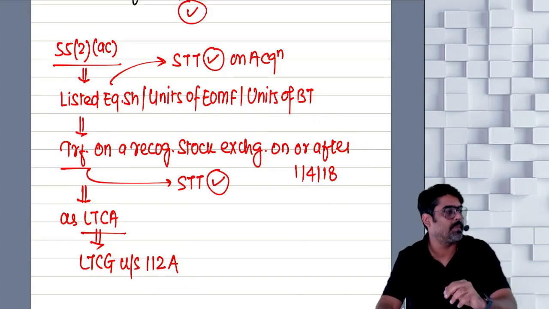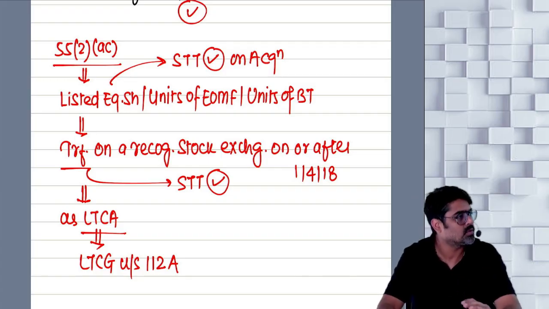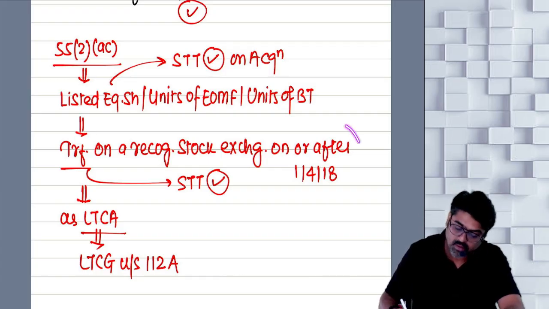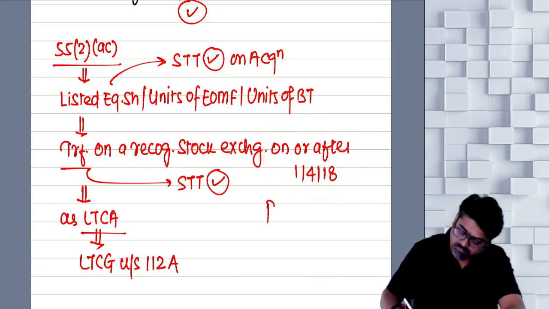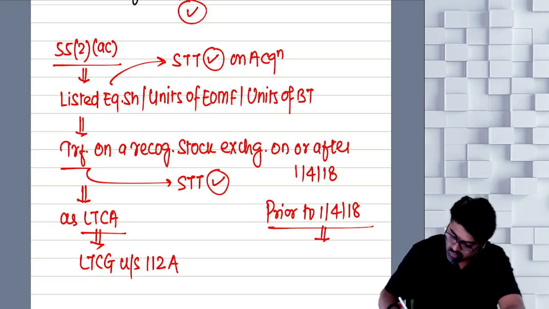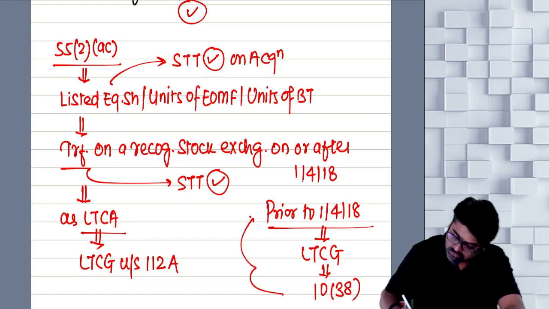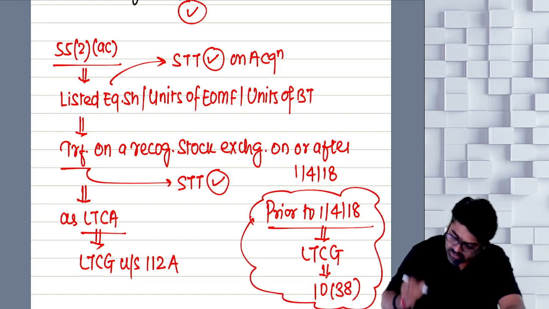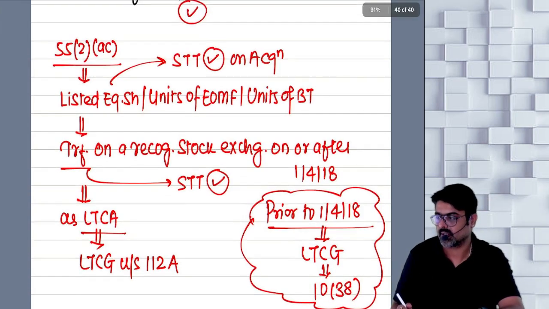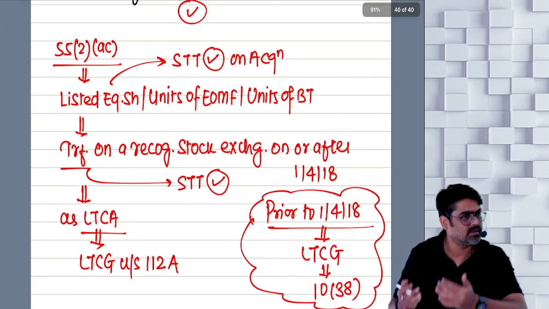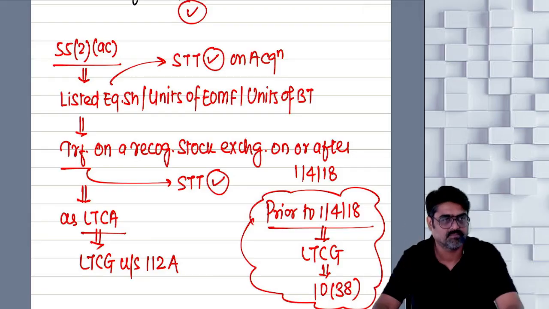Earlier, what used to happen if these types of transfers took place prior to 1st April 2018? If there was long-term capital gain, that long-term capital gain was fully exempt under a section known as 10(38). There was one section earlier, 10(38). In that section, this long-term gain used to get fully exempt.